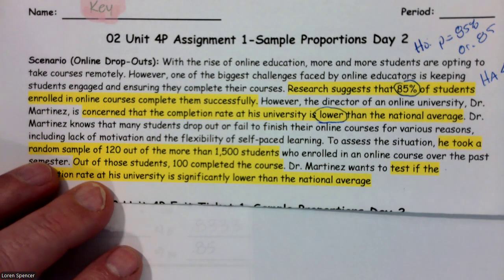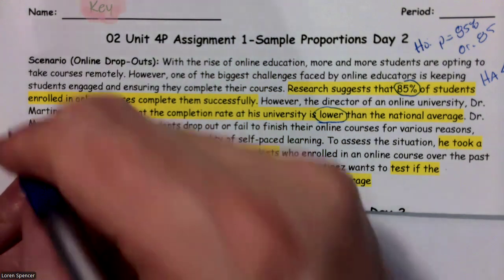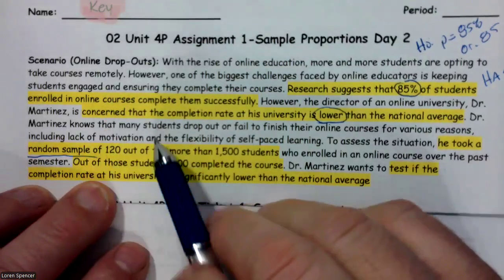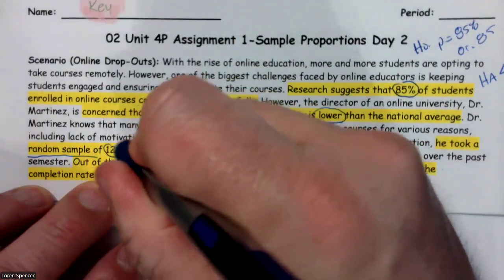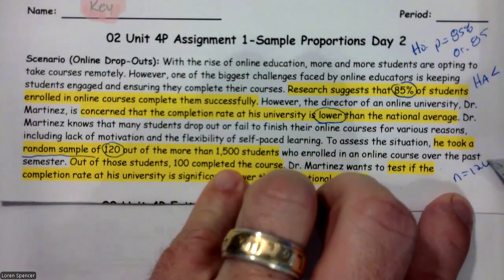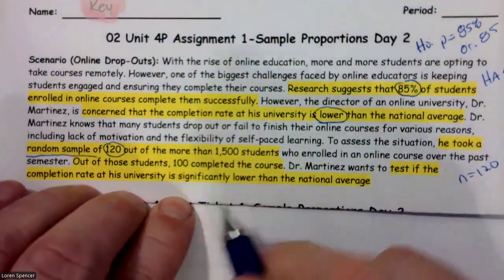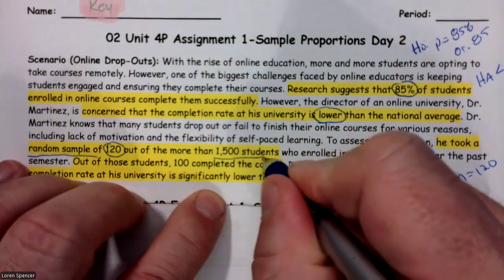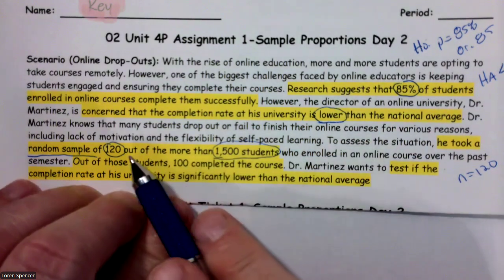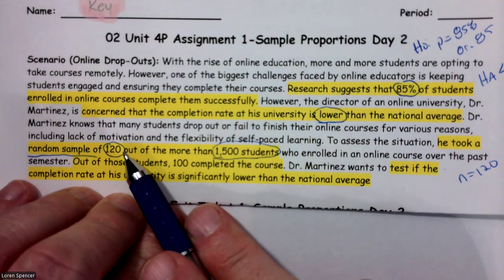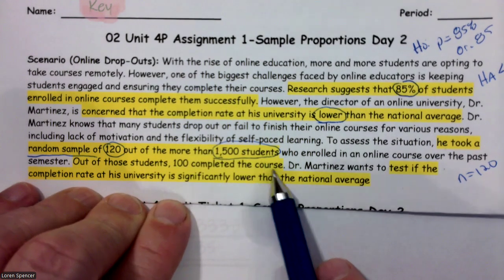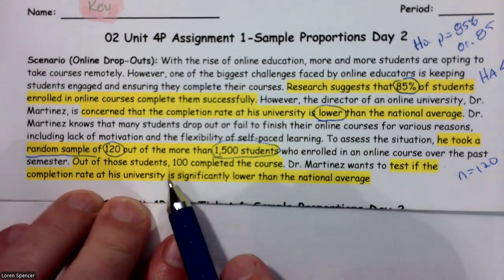To assess this situation, he took a random sample. Hey, that's good. That'll take care of our conditions when we get to those tomorrow. Of 120. So we have a sample size of 120. So that's going to be important. n is 120 out of a population. Oh, we have a population size of 1,500, which is nice to know, since 10 times 120 is 1,200, and that'll be less than 1,500. There's our population who enrolled in an online course over the past semester.